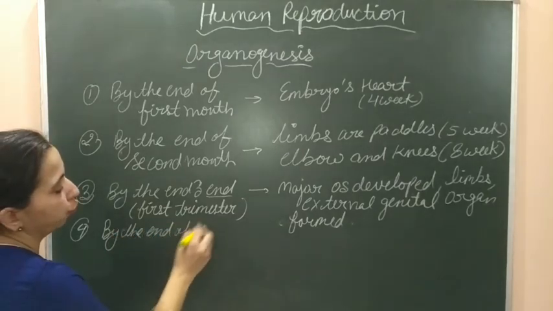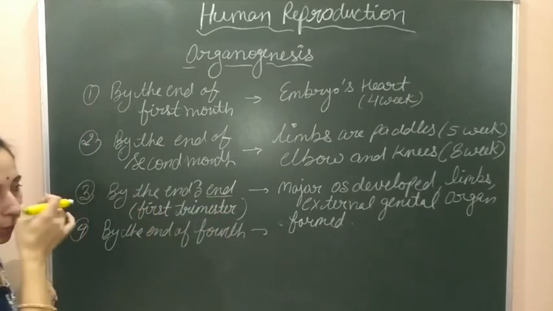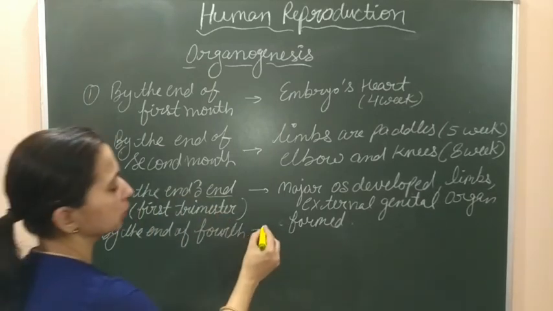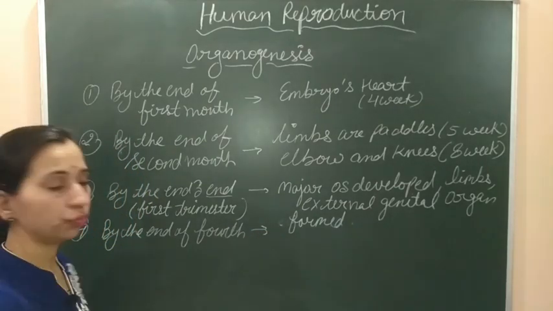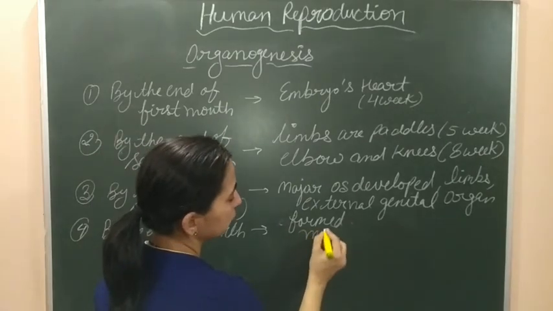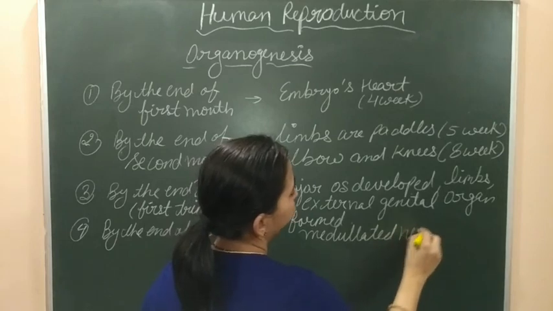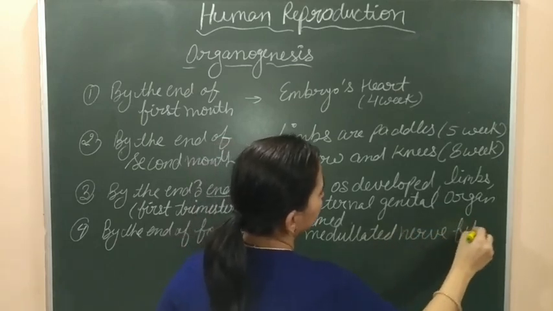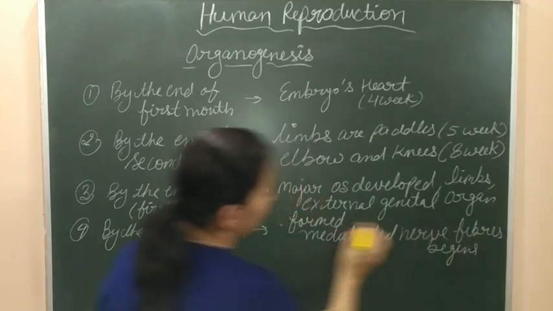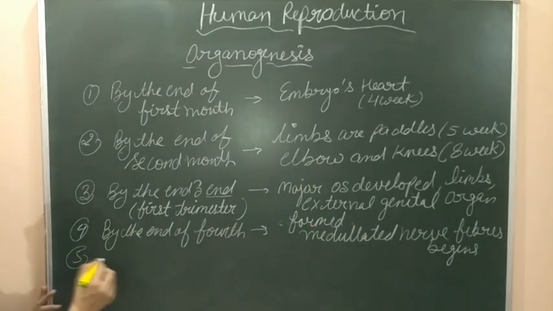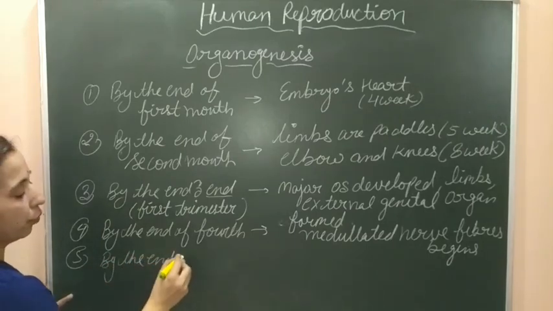by the end of fourth month. अब फोर्थ मंथ तक पहुंचते हुए क्या क्या चेंजेस होंगे, यहाँ पे जो मोस्ट इंपॉर्टेंट चेंज हम देख सकते हैं, that is the formation of nerve fibers. The formation of nerve fibers will begin and the medullated nerve fibers will form. nerve fibers जो है उनकी formation start हो जाएगी. Medullated nerve fibers will begin and, this is important, by the end of fifth month.